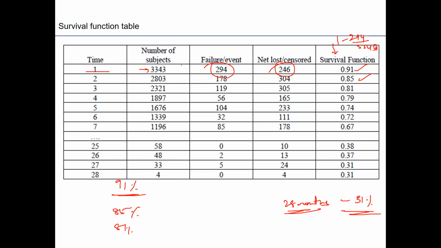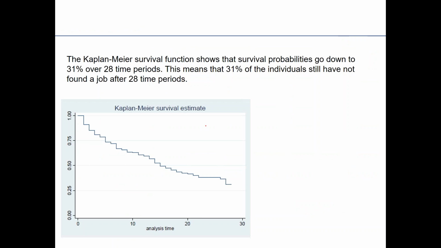Right? So this is an example we are going to look into in R, and this is how your survival curve looks like. The survival function shows that the survival probability goes down to 31% at 28 months. That means there is still 31% unemployment.